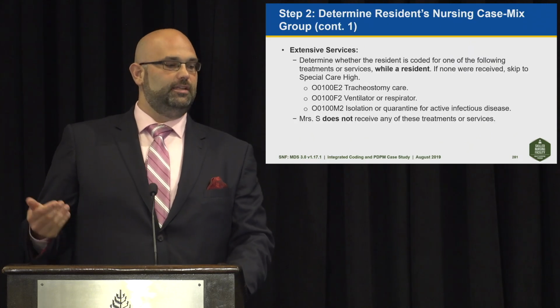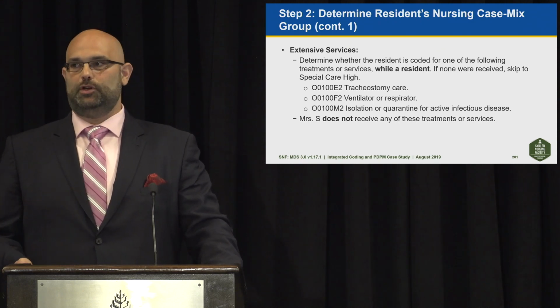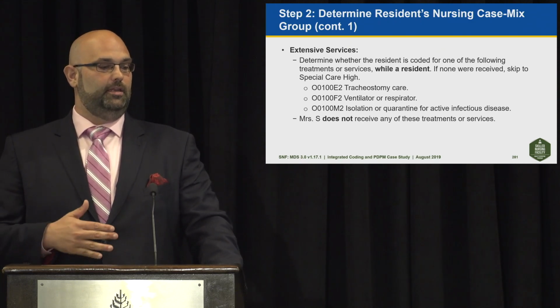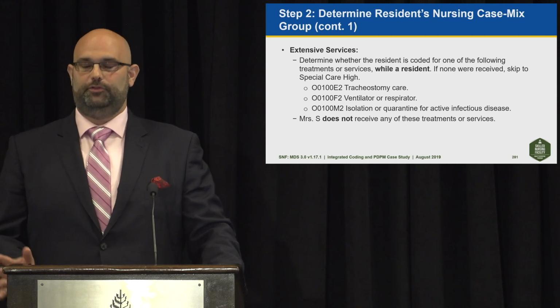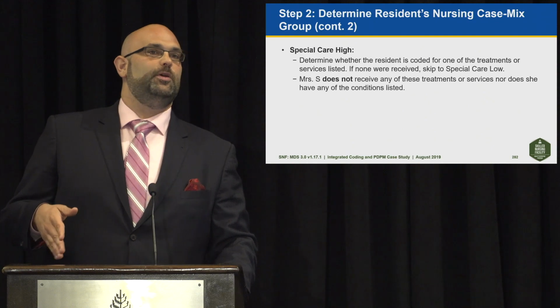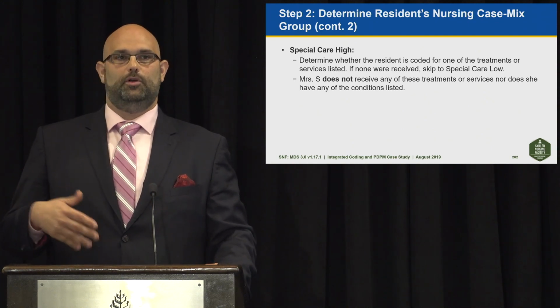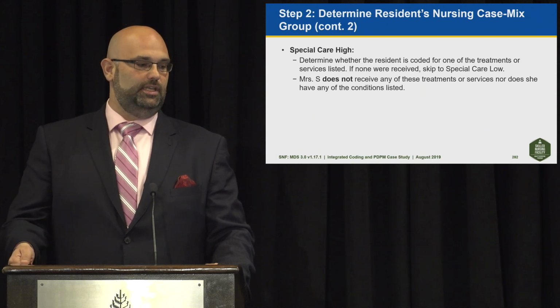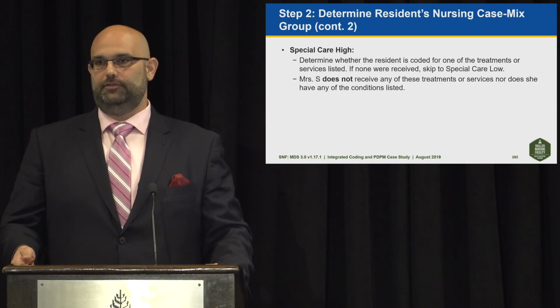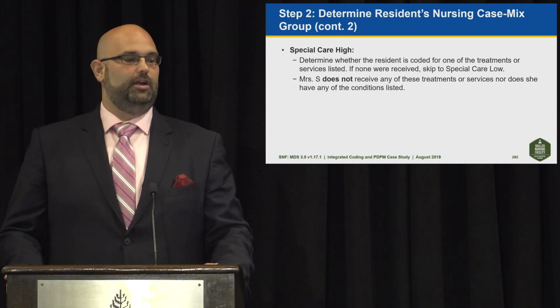So the first one we look at, extensive services. So determine whether or not any of these extensive services were coded while a resident. And for Mrs. S, none of those services were received while a resident. So therefore, not extensive services. Next step is special care high. We see whether or not any of those treatments and services that were identified under special care high were received. None of those were received while she was a resident, and therefore, not special care high.